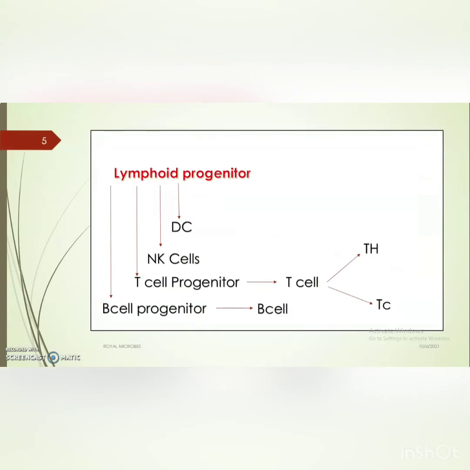The lymphoid progenitor, that is the second progenitor, gives rise to dendritic cells, natural killer cells, then the T cell progenitor and the B cell progenitor. The T cell progenitor gives rise to T cells. That is, the main two subsets are T helper cells and T cytotoxic cells. The B cell progenitor gives rise to B cells.